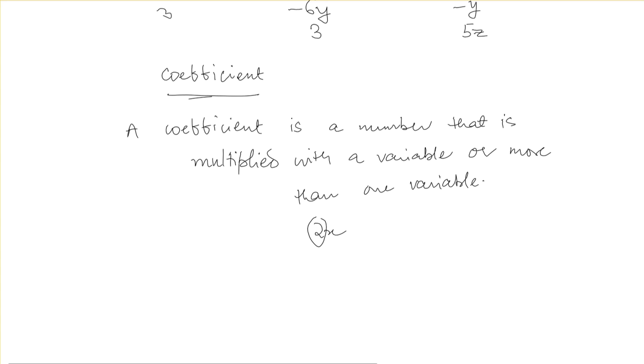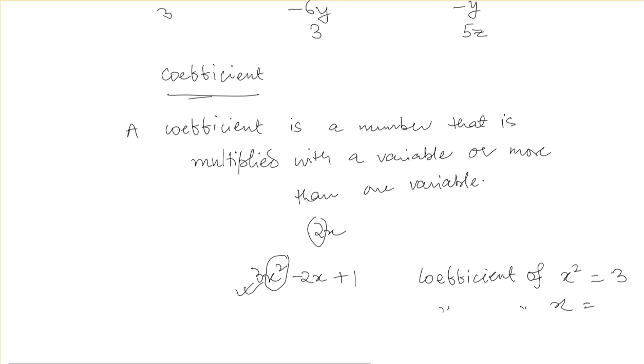So in the expression 3x square minus 2x plus 1, the coefficient of x square is 3. Now tell me, what is the coefficient of x? Is it 2? No, minus 2.